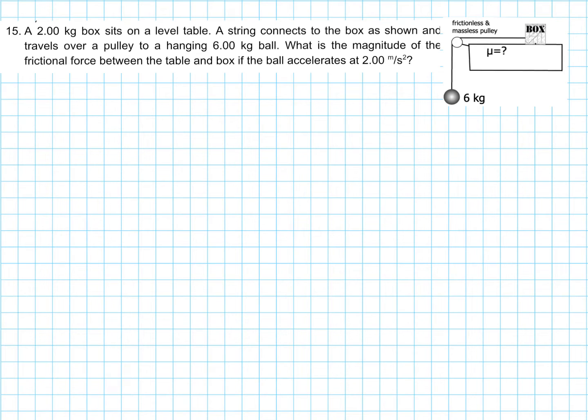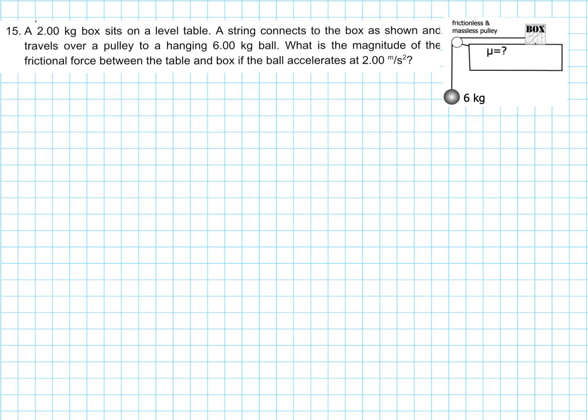In this problem, I have two bodies. I have the box and the ball, and they're connected by this rope or string, whatever's connecting between them. So that force is going to connect these two bodies together. In order to solve the problem, I'll need to draw two free body diagrams, knowing that the tension in that string or rope is what's going to connect my sets of equations.